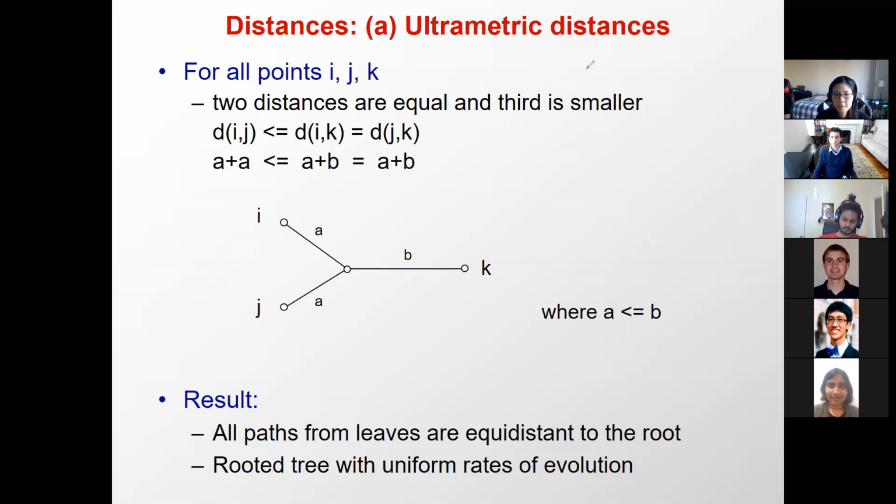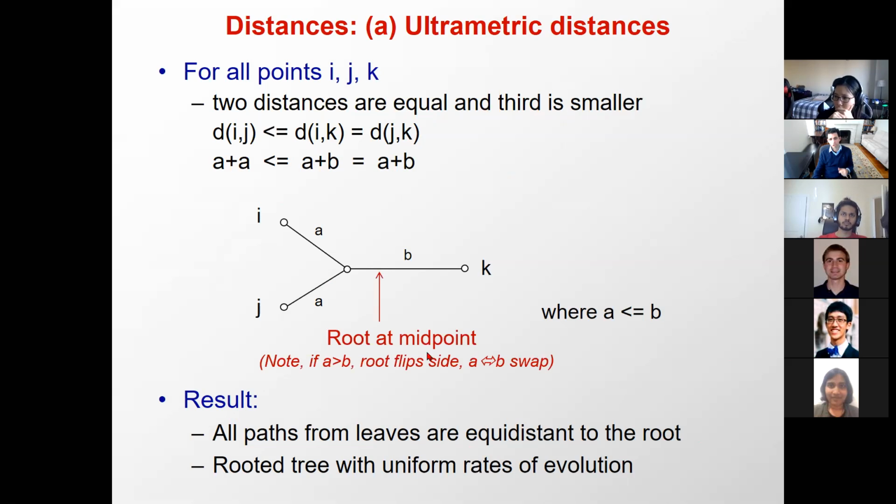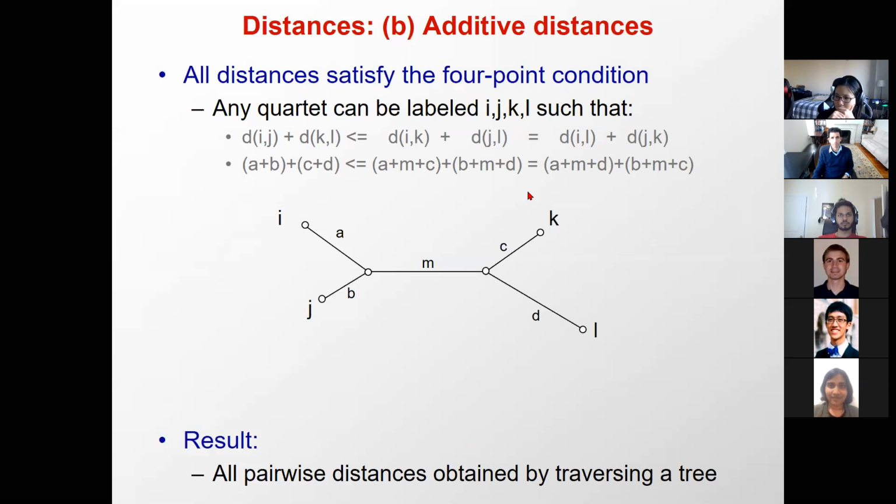Okay, so is everybody following on this whole ultrametric tree? An ultrametric tree is a tree resulting from a chronogram where the distances of all extant lineages to the root are the same. So 44, 33, 22, 0, 0. That basically implies always that the root is at the midpoint, and if A is greater than B, then the root flips side, and that's why A and B will swap.